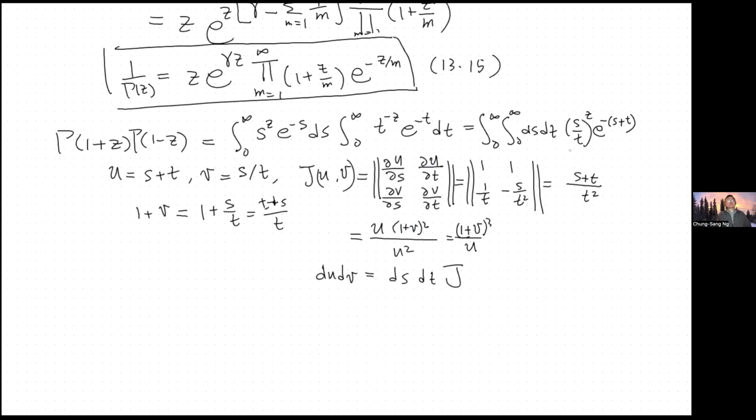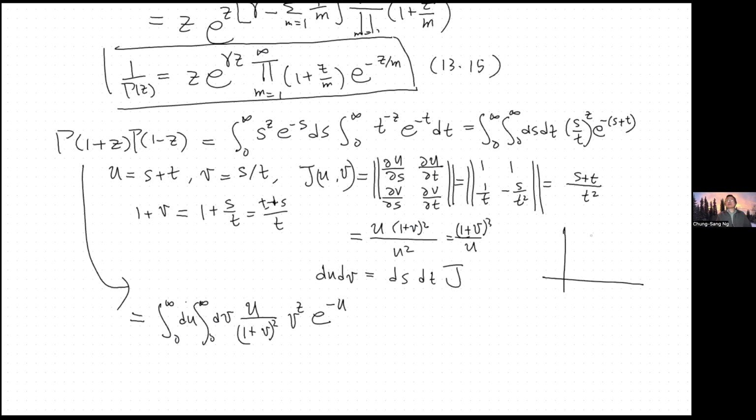Okay, and so after all, you can go back to here. So this equals, now changing to du dv, du dv divided by J, which is u divided by (1 plus v) squared. And then the rest is v to the z power e to the minus u. Okay. And obviously, you need to convert the limits also. I'm just writing it at first because we haven't figured it out. Original is s and t.